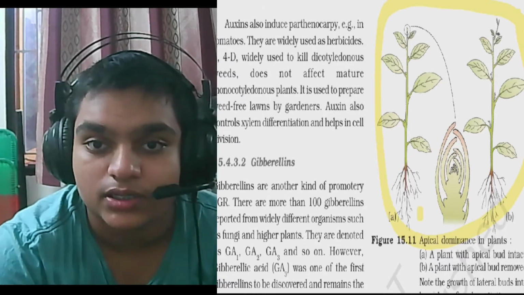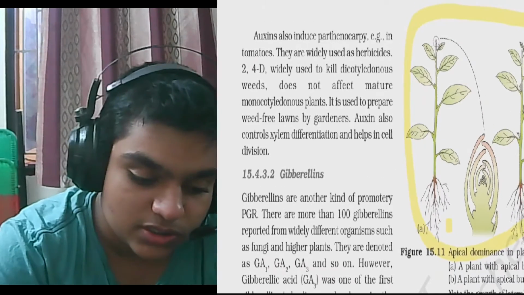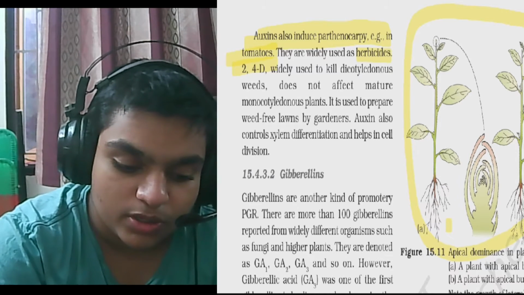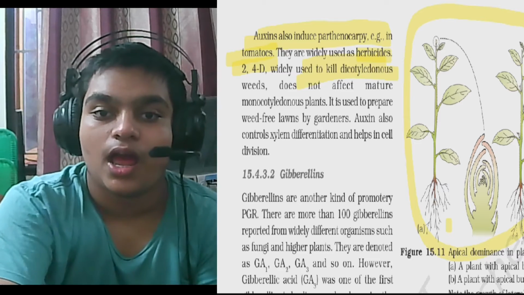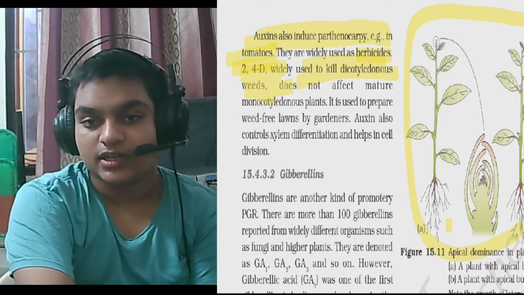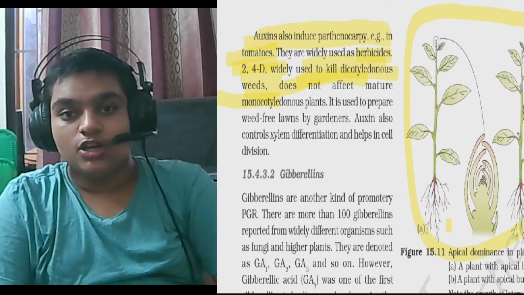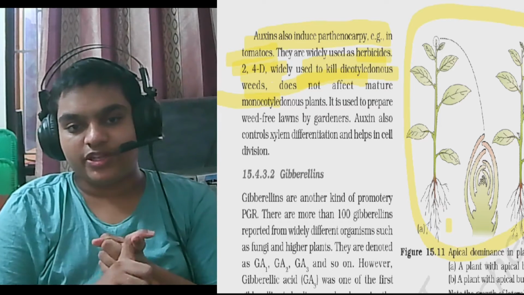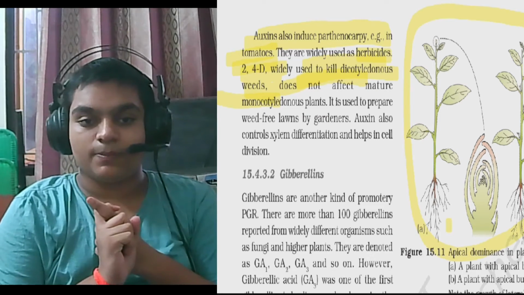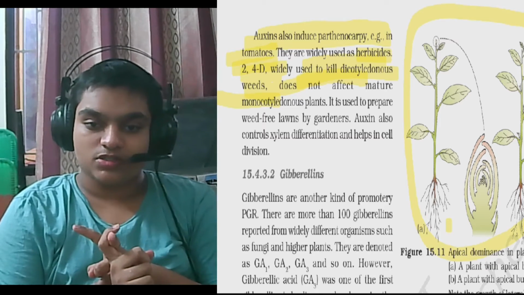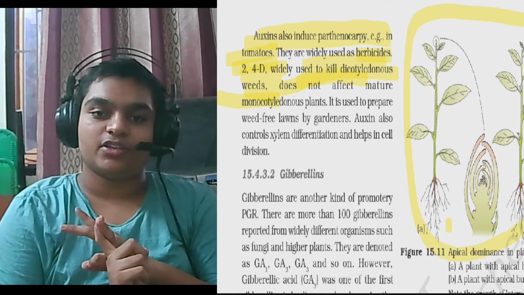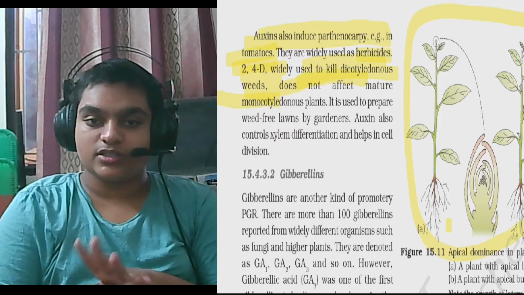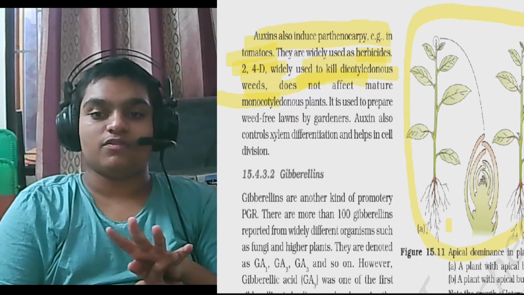Remember that, and also auxins induce parthenocarpy in tomatoes. Widely used herbicide 2,4-D kills dicotyledonous weeds and does not affect mature monocotyledonous plants. Now let's revise the physiological effects of auxins which we have discussed. One, auxins promote flowering in pineapples. Two, auxins promote apical dominance. Auxins induce parthenocarpy in tomatoes. They are used widely as herbicides for killing dicotyledonous weeds. 2,4-D is one such example.